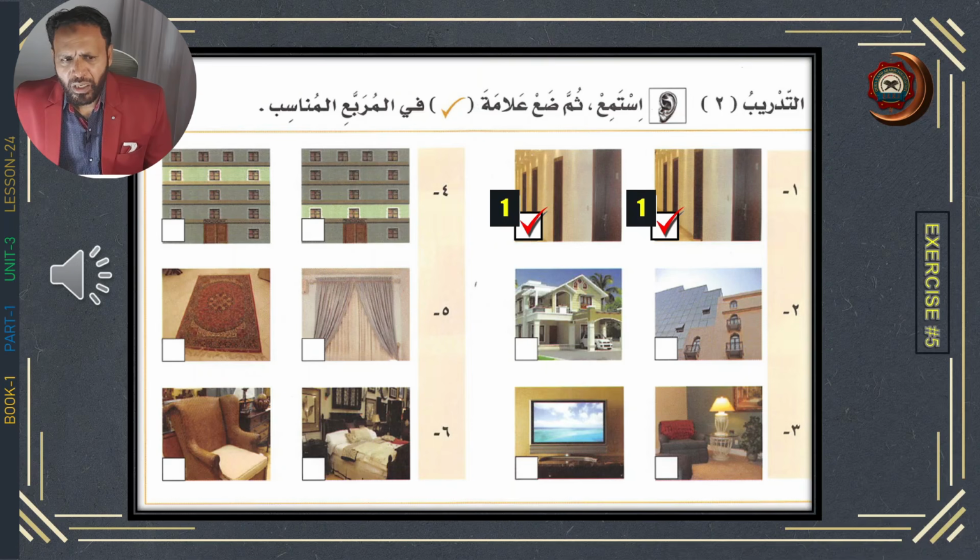1. في الشقة 4 غرف. In the flat which has 4 doors, 4 rooms. Now both of them have 4. So this is the first one. Okay, fine.